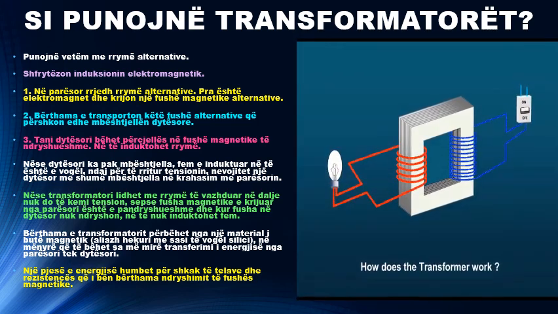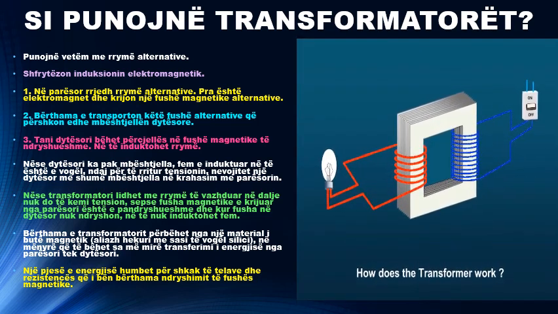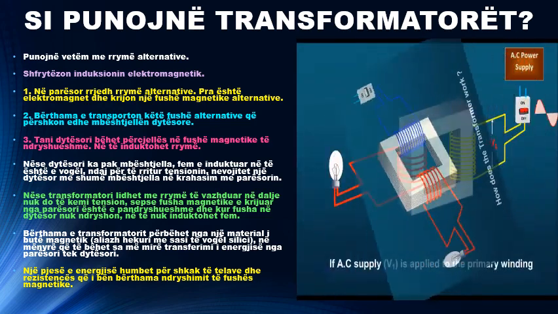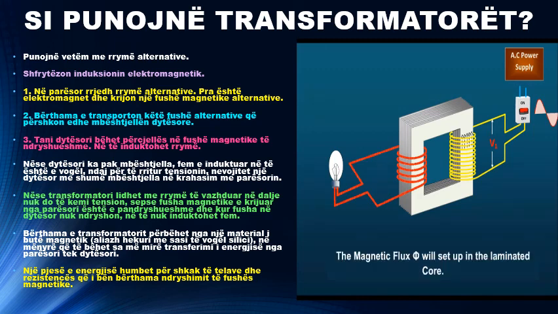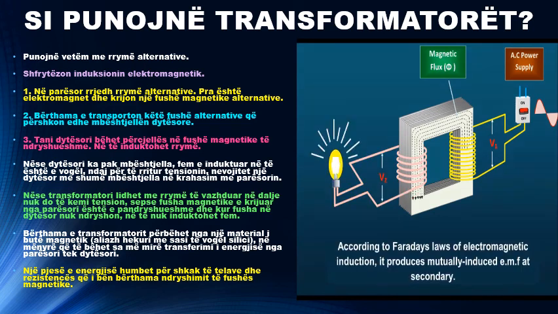Now we describe, how does the transformer work? If alternating current supply is applied to the primary winding, the magnetic flux will set up in the laminated core. This magnetic flux cuts the secondary winding, and, according to Faraday's laws of electromagnetic induction, it produces mutually induced EMF in the secondary winding.